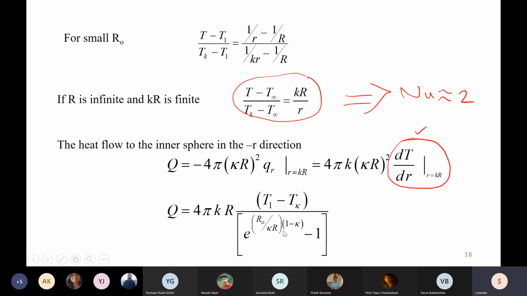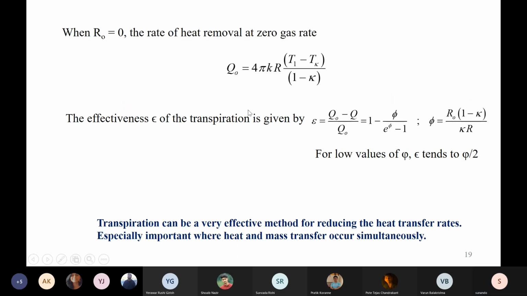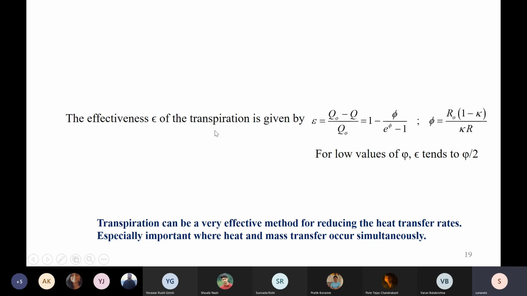So we understand why it is now important to start with the energy equation, get an expression for the temperature profile, and use the temperature profile to estimate the heat load on the refrigeration system. Fine, but we need to compare that with the case of heat removal at zero gas rate. Heat removal at zero gas rate is when R naught is set equal to 0.